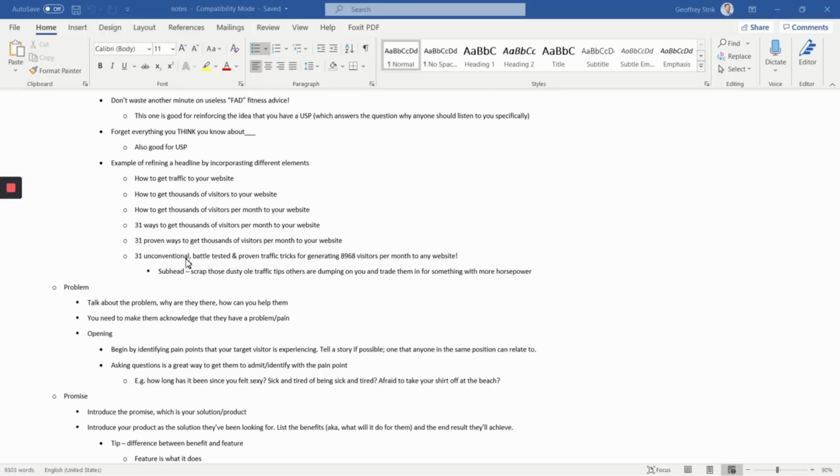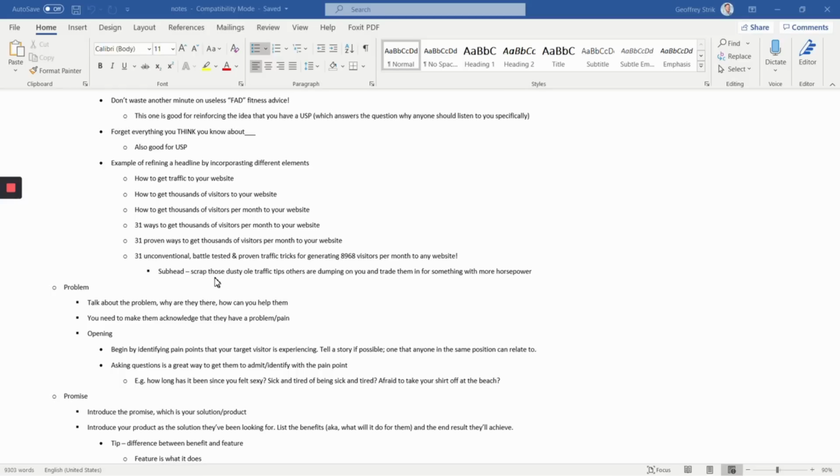31 unconventional, battle-tested and proven traffic tricks for generating 8,968 visitors per month to any website. So that sounds a lot more believable. It's a bit more of a drawn-out headline, but if you're trying to get people who are actually wanting to take action, that sounds like something that's going to allow them to take action.